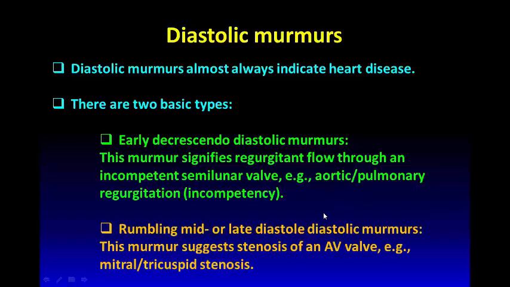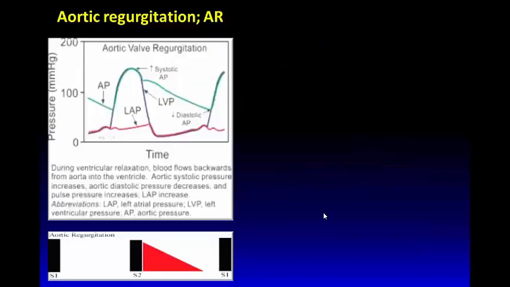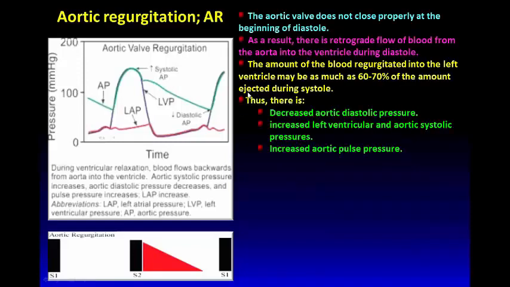The second basic type of diastolic murmur is the rumbling mid or late diastolic murmur. The rumbling mid to late diastolic murmur signifies stenosis of an atrioventricular valve. So it is heard in cases of mitral stenosis or tricuspid stenosis. We shall now describe the hemodynamics and the murmur of aortic regurgitation.